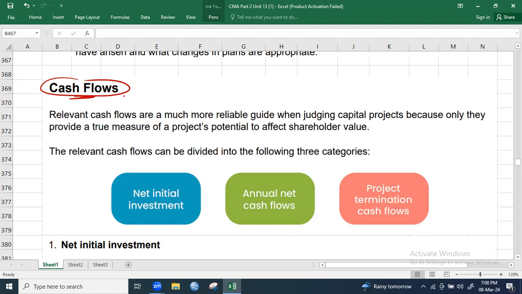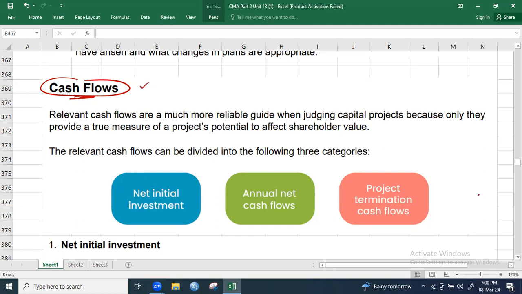But I'm here going to explain the main thing. So these cash flows will be relevant in your calculations here in capital budgeting. If you want to refer to what relevant cash flows and irrelevant cash flows are in general, I have uploaded that video already. So here we go, guys.